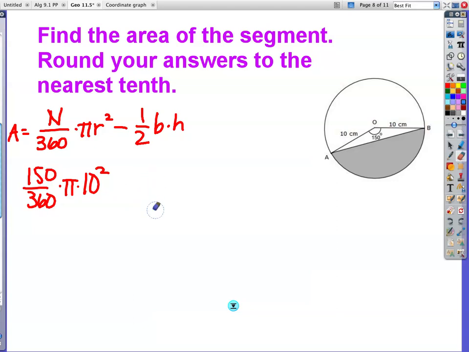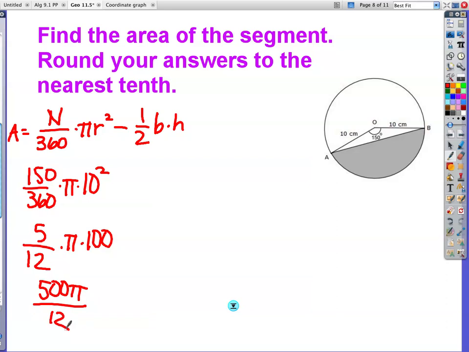150 over 360. 3 goes into both of those, or 30, I should say. Oops. 30 goes into 150 five times and into 360 twelve times. So that breaks down to 5/12 times pi times 100. So really, I have 500 pi over 12. Okay, and I'm actually going to leave that like that for now, because I can calculate that later. All right, now I'm going to work on this part right here.